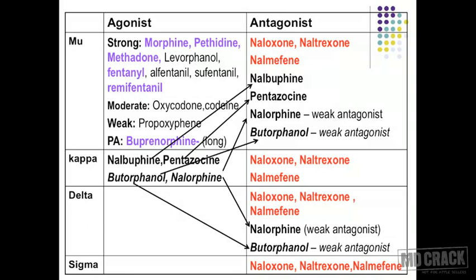You have nalbuphine, pentazocine, butorphanol, and nalorphine appearing on both sides. Somewhere it's agonist, most probably it's agonist at kappa, and many of the drugs are antagonist at either mu receptor or at delta receptor. So these are the mixed agonist antagonists. Out of all these drugs, I want you to remember a drug called pentazocine. This is a very important, very useful drug. Pentazocine is a kappa agonist and it's a mu antagonist.